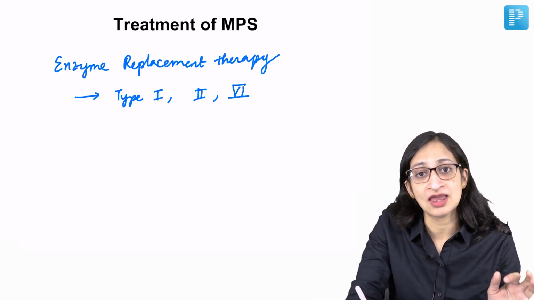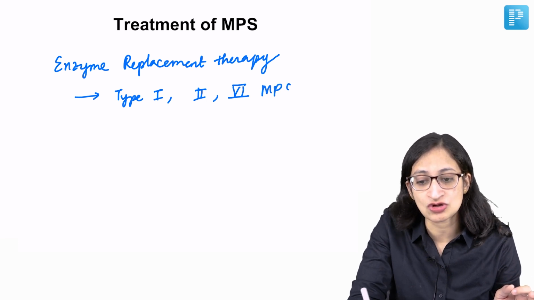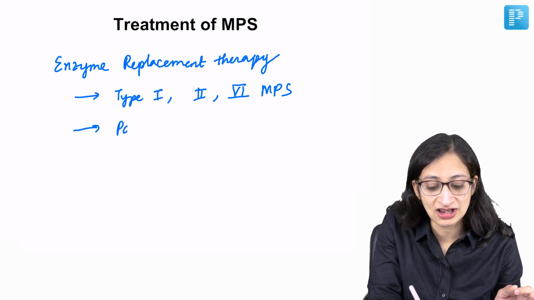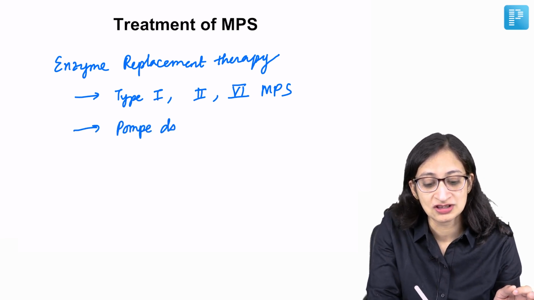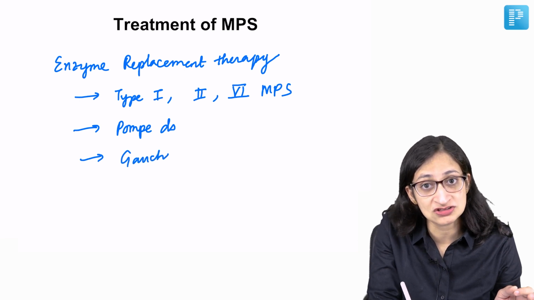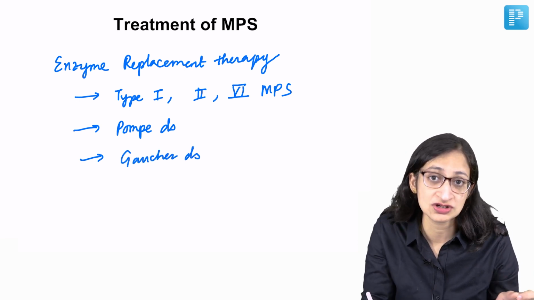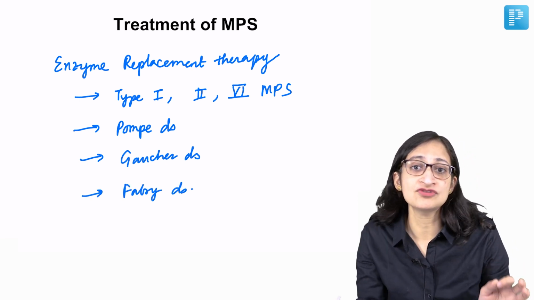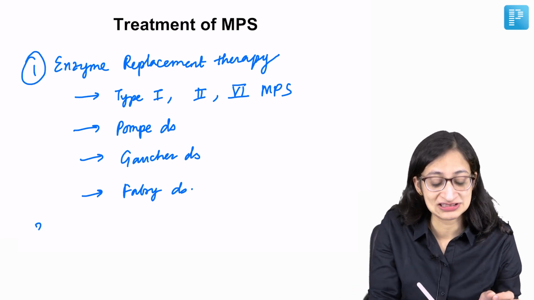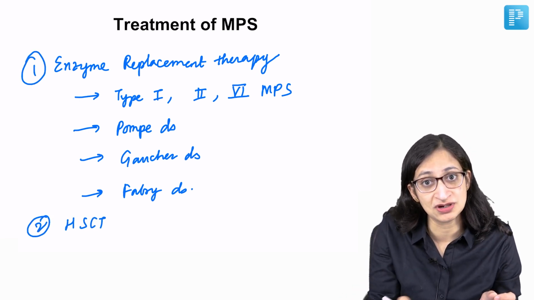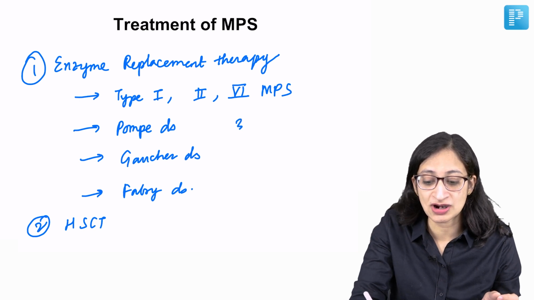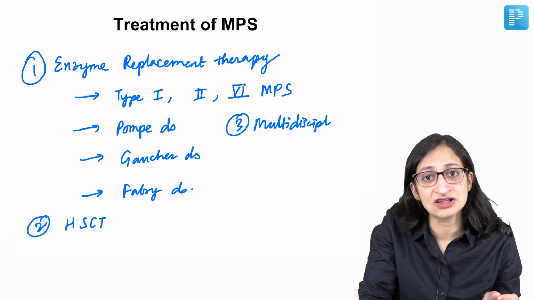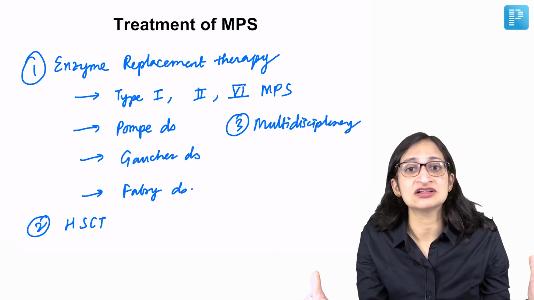And apart from the MPS types, enzyme replacement therapy is also available for some other important metabolic disorders like Pompe disease or type 2 glycogen storage disease, okay? It is also available for Gaucher disease, which is a very, very important lysosomal storage disease, and it is also available for Fabry disease. Now, apart from enzyme replacement therapy, hematopoietic stem cell transplantation is an option for treatment, and of course, there is need of multidisciplinary care. That means there should be availability of different specialities together to take care.